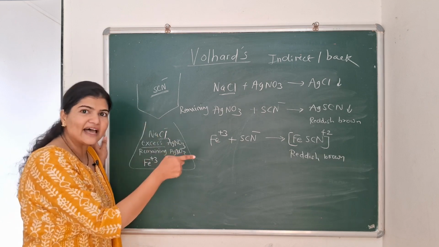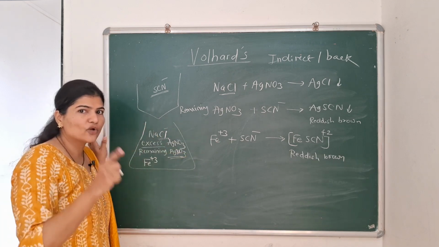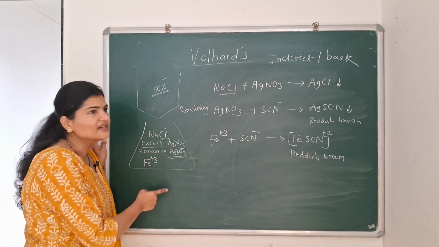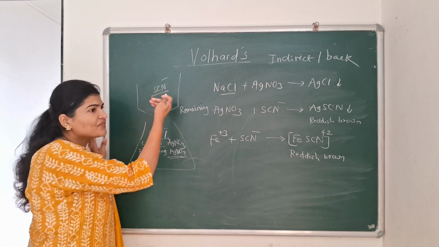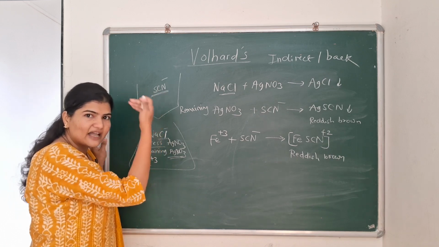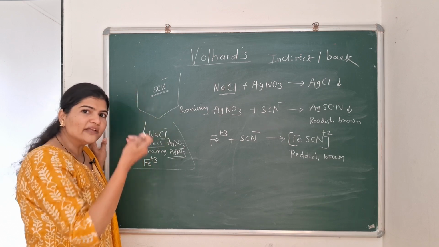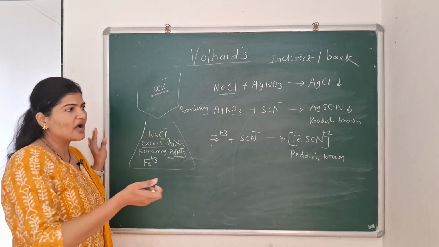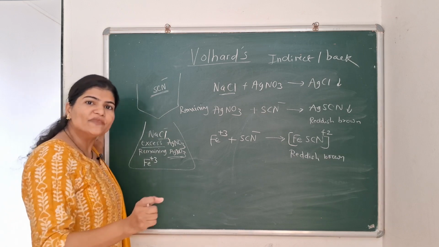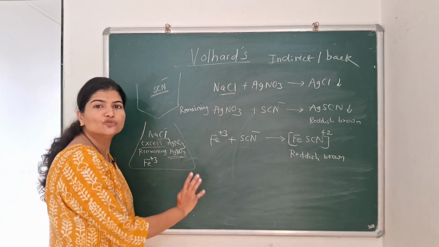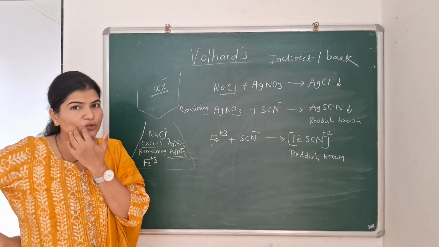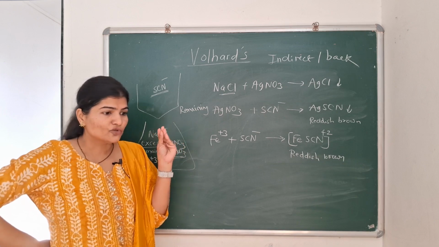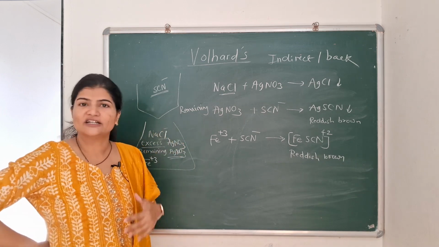So by that I will come to know that now the entire content in the conical flask is finished, and my titrant, in this case thiocyanate ions, is now reacting with the indicator ion. So I will stop the knob of the burette and I will come to know that the end point is reached. So this is how we are going to detect the end point by Volhard's method.